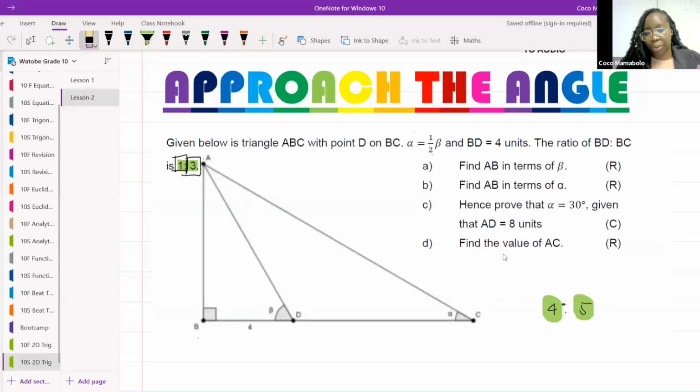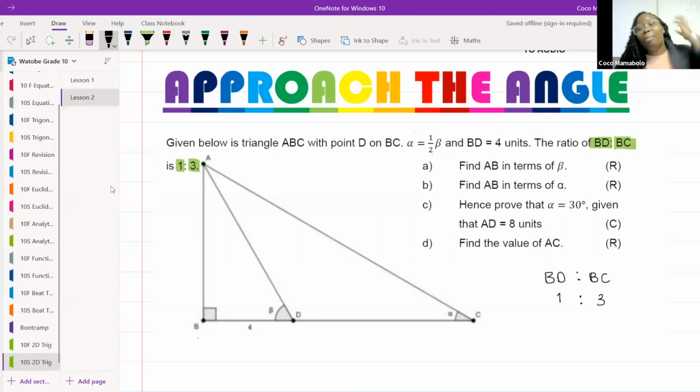Everybody understand that? Beautiful. Okay, so now in my question over here, they tell me that the ratio of ED to BC is 1:3. Means that ED is going to equal 1 and BC is going to equal 3. That's what it means. But they also tell us that BD is equal to 4 units. So we know that even though it's in a ratio of 1:3, BD is equal to 4.